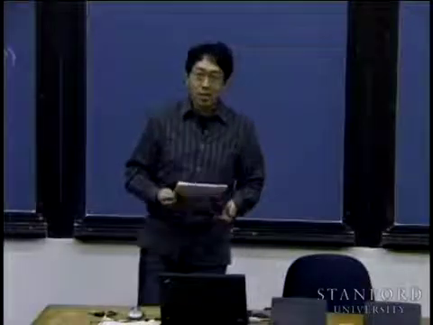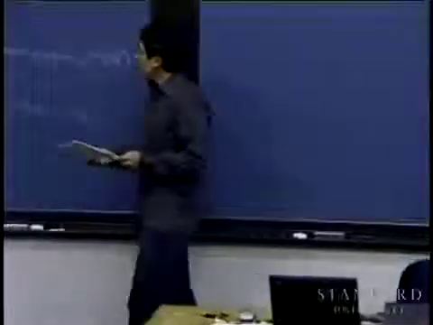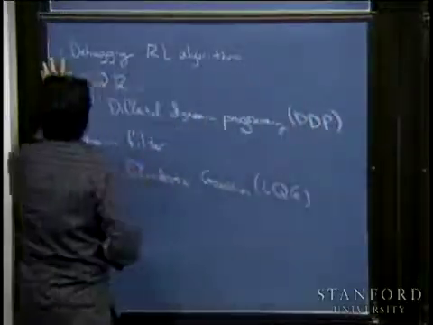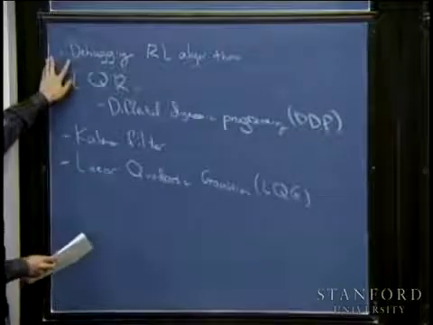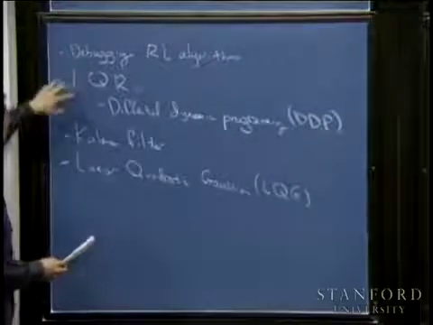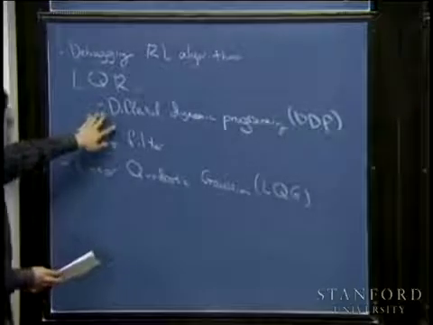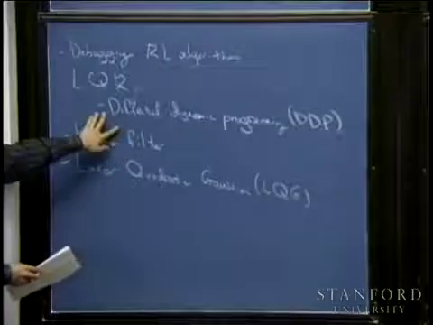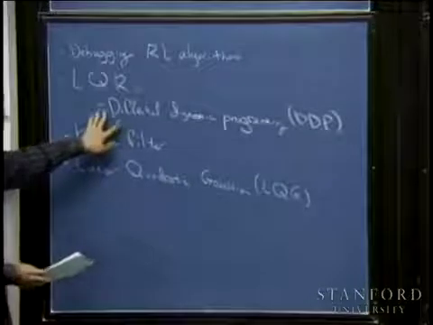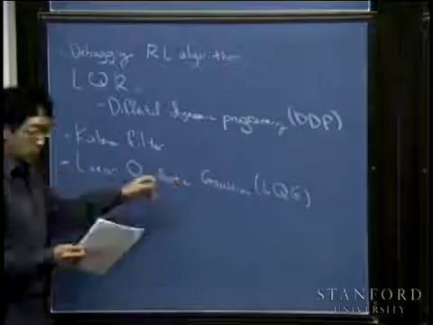Okay, so welcome back, and let's continue our discussion on reinforcement learning algorithms. Outline for today: the first thing I want to do is talk a little bit about debugging reinforcement learning algorithms, and then I'll continue the technical discussion from last week on LQR, linear quadratic regulation. In particular, I want to tell you about an algorithm called differential dynamic programming, which I think is a very effective optimal control / reinforcement learning algorithm for many problems. Then I'll talk about Kalman filters and linear quadratic Gaussian control, LQG.